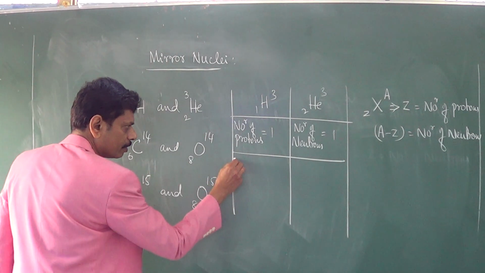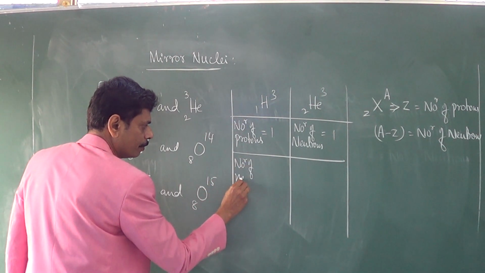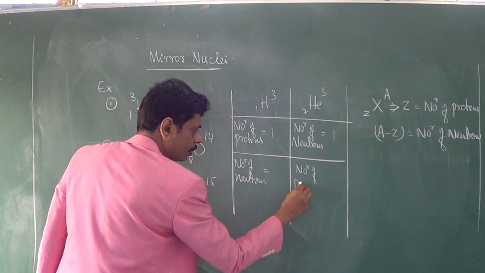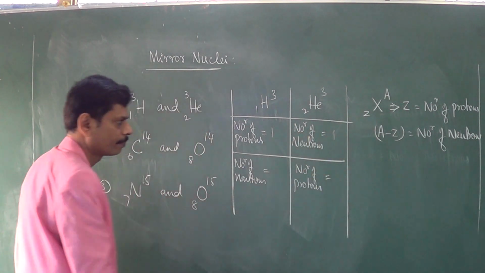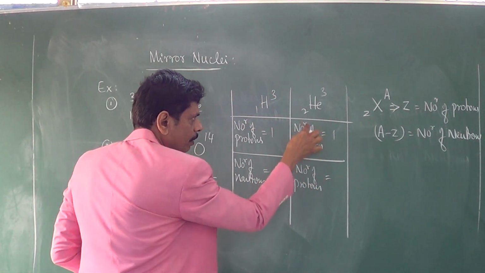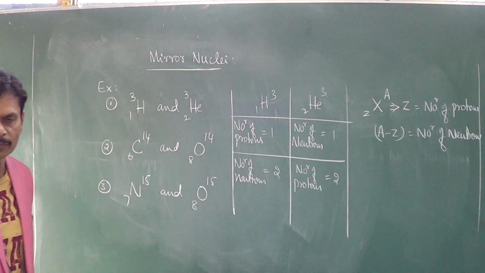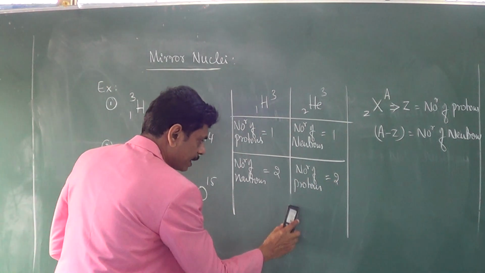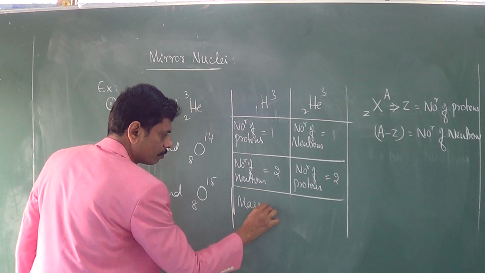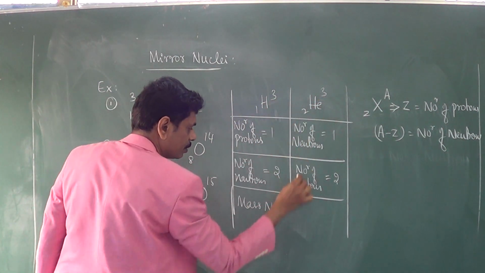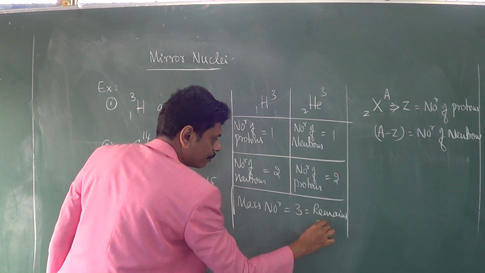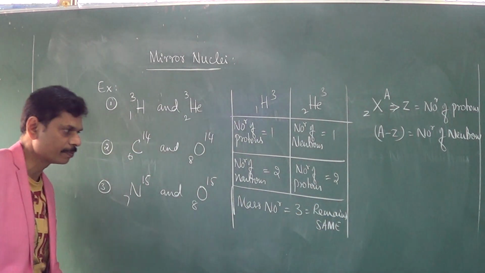Next, here, number of neutrons, 3 minus 1, is equal to 2. Here, number of protons, the atomic number, is equal to 2. In both the cases, the mass number is equal to 3. That remains the same. There is no change in the mass number.